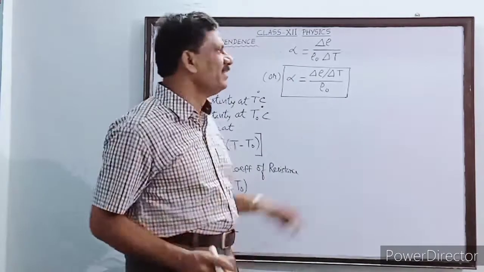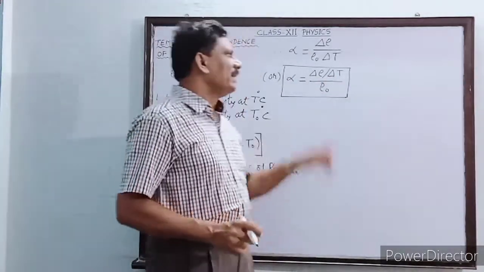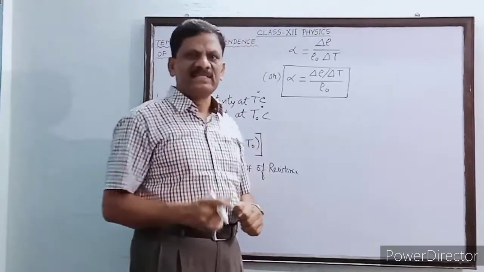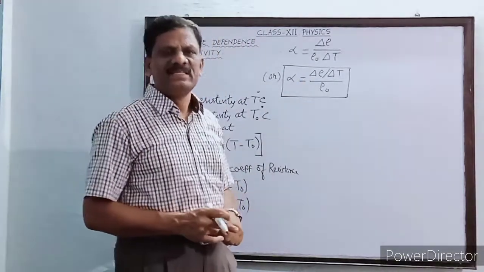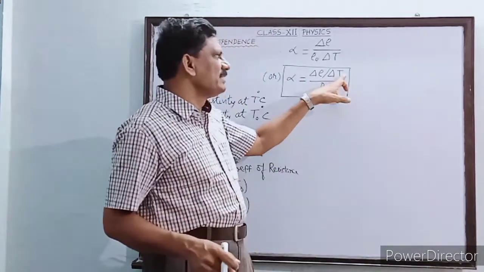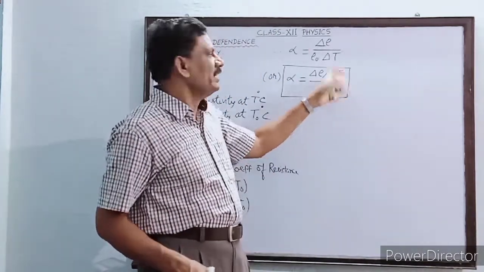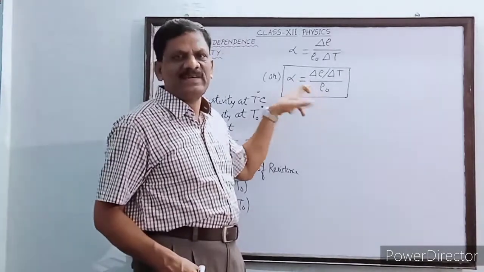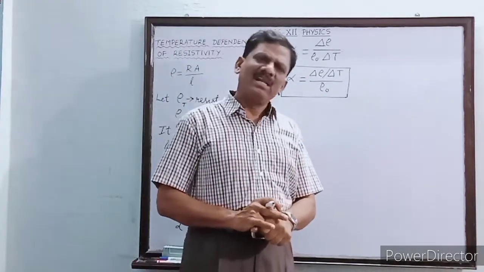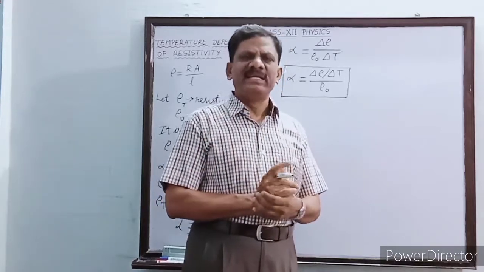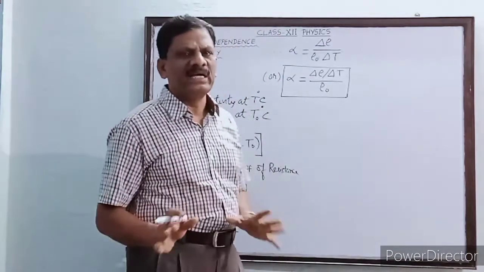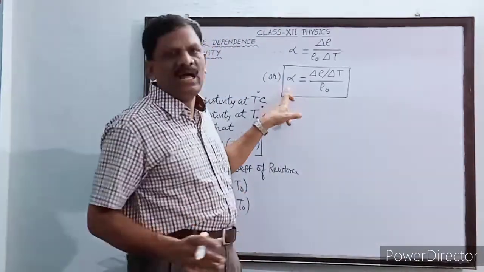If you say in words, what is the numerator now? Delta rho means the change, or let us say the increase, in the resistivity of the material per unit rise in its temperature. Understand? Divided by the specific resistance or resistivity at 0 degree Celsius, or any reference temperature T naught degree Celsius, which is less than T. Okay. So now we have got a definition for alpha.